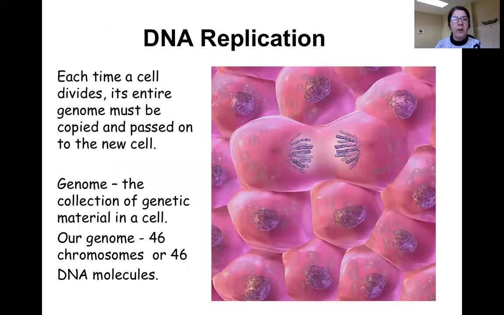Well, we know that already, right? Each time a cell divides, its entire genome must be copied and passed on to the new cell. You need to make 2 copies so that each cell has 1 copy of its entire genome. And genome simply is a term that refers to the collection of all genetic material in a cell. Our genome is comprised of 46 chromosomes or 46 DNA molecules, 23 from one parent and 23 from another parent.